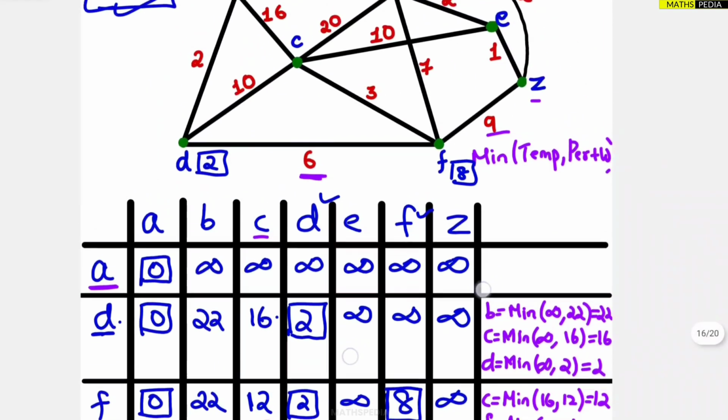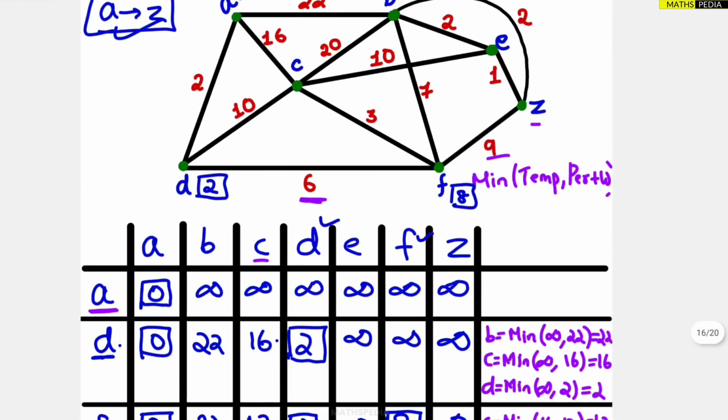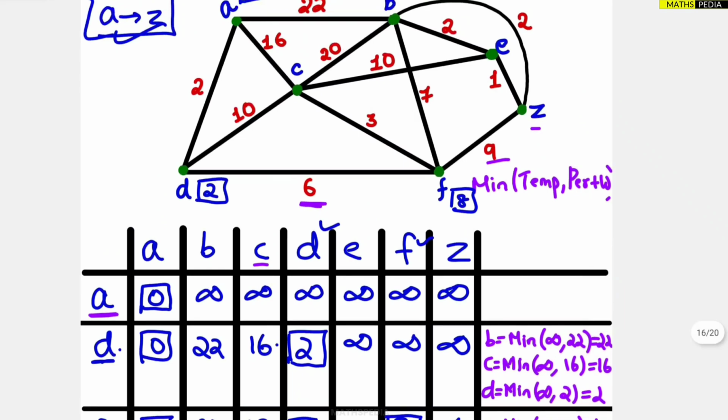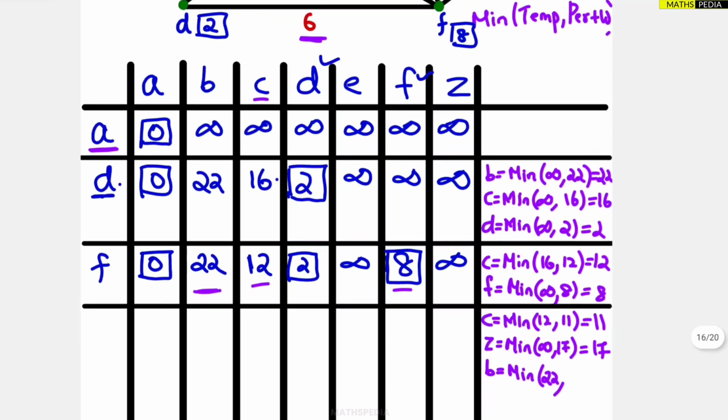Next, one more vertex is there, it is B vertex. What is the temporary variable? Here you can observe it is 22. Permanent value 8. Weight between F and B, it is 7. What is 8 plus 7? It is 15. So the minimum value between 22 and 15 becomes 15. So the new values we have got, just write them down. C value is 11. Then Z we have got 17. B is 15. Rest all values just copy paste.